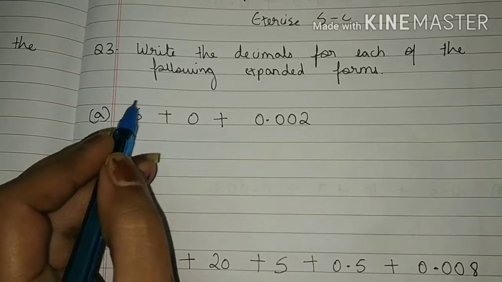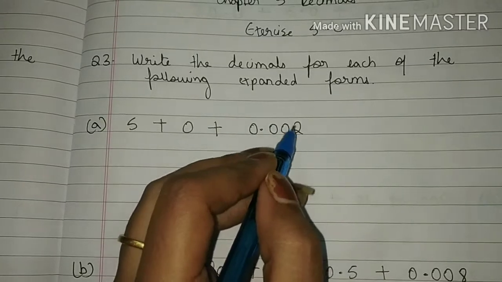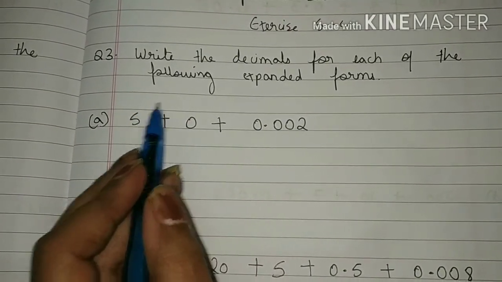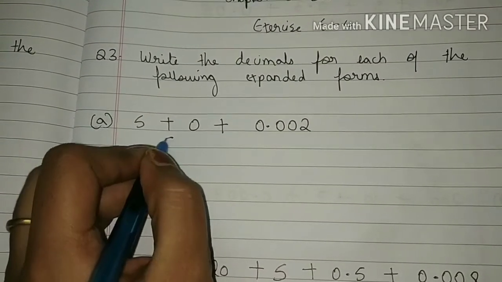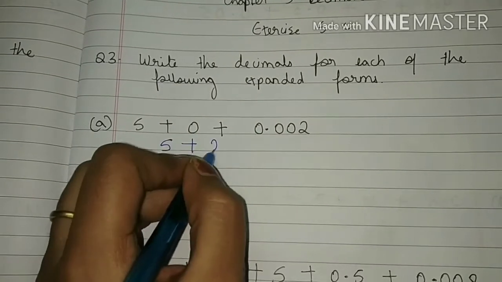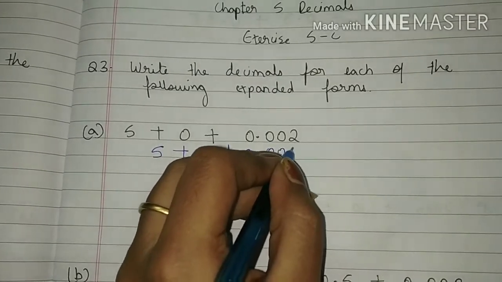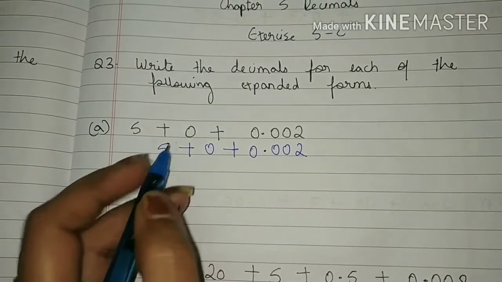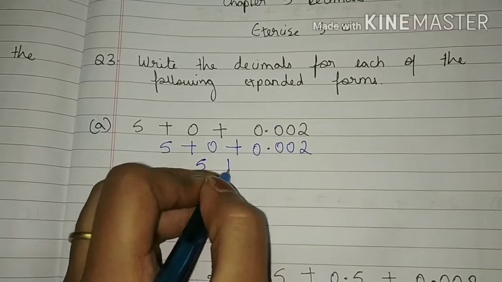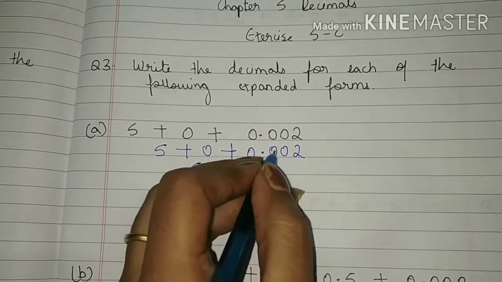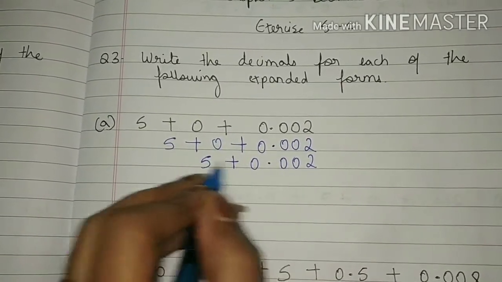Question is 5 plus 0 plus 0.002. Students, we will add the numbers. First of all, we will copy down the question. 5 plus 0 plus 0.002. Now we will add the numbers. 5 plus 0 is equal to 5 plus 0.002. Now students, we will add these two numbers.